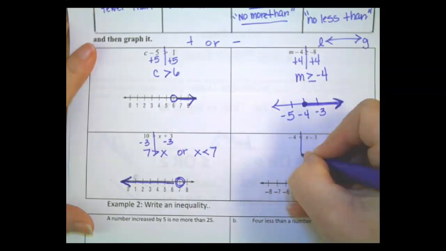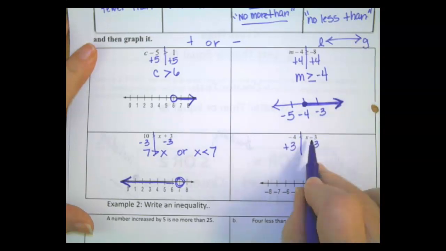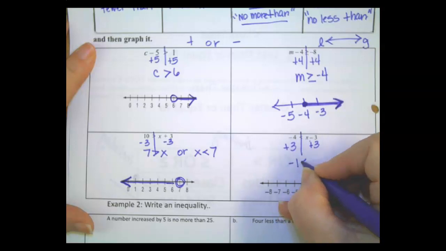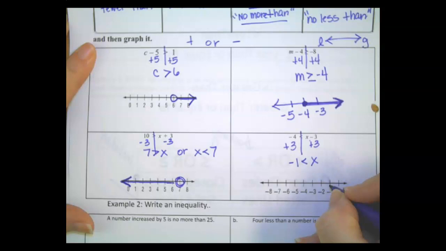Next one, same sort of thing. I'm going to add 3. I'm solving for x, so I only work on this side of the equation. So that becomes a negative 1, and there's my x. I'm going to put an open dot here, at negative 1.